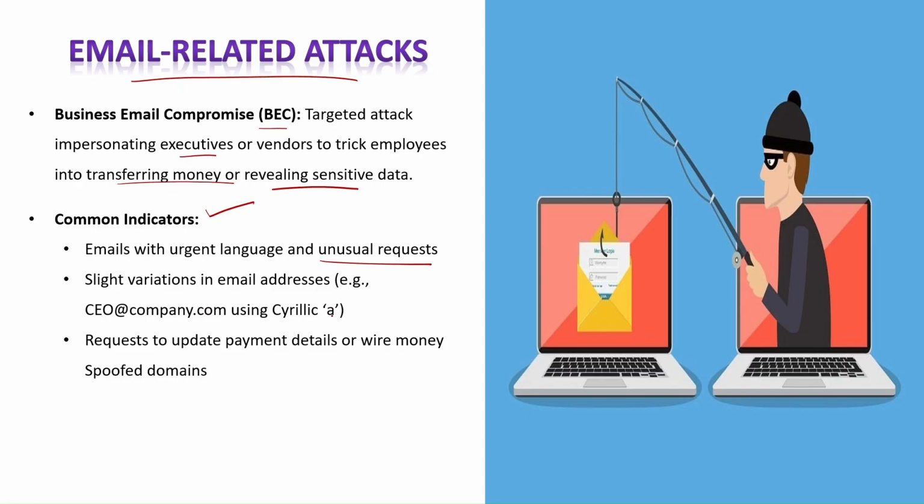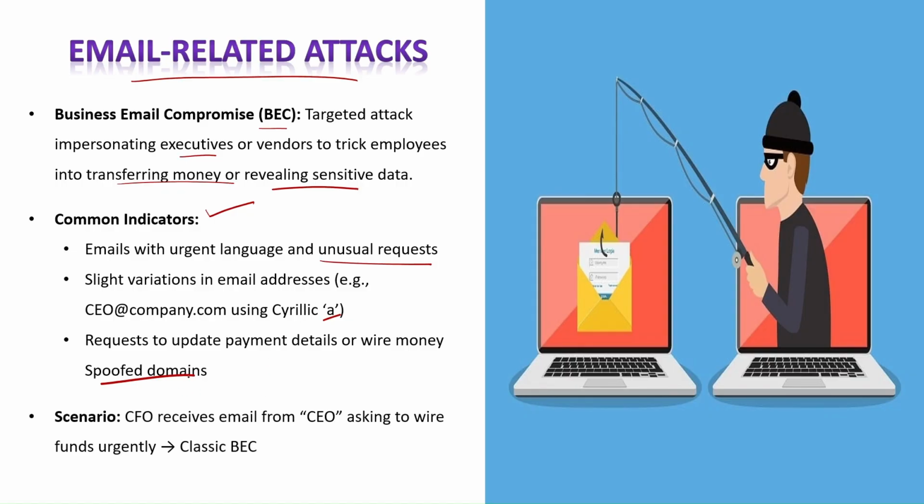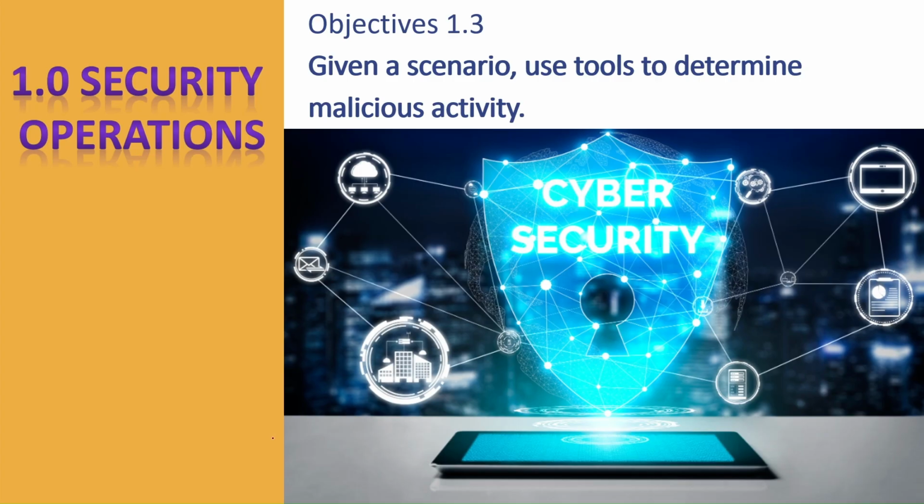CEO@company.com, here using this Cyrillic A, again requests to update payment details or wire money through spoofed domains. So for example, there is a scenario if the chief financial officer receives an email from the CEO that asks to wire funds urgently. So this is a classic business email compromise scenario.